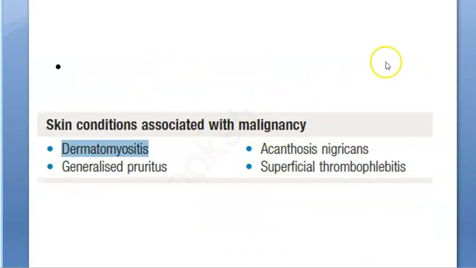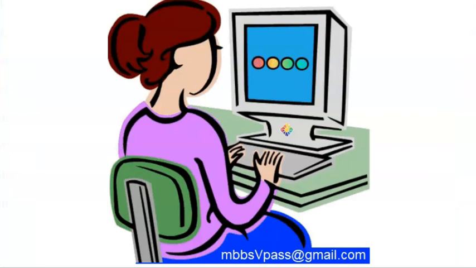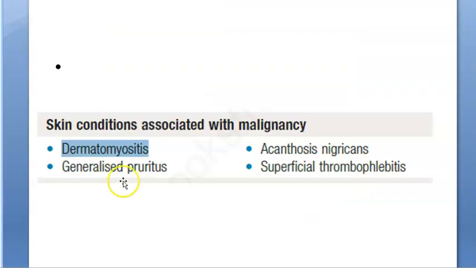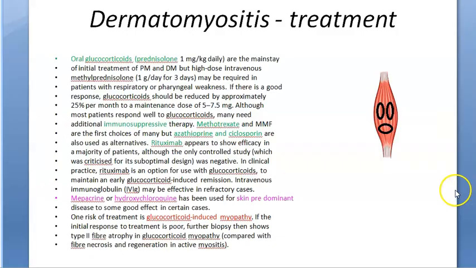And what are the other conditions that you will see in malignancy? This is a different type of DD. This is not a DD actually. In malignancy, what skin conditions can you see? You can say dermatomyositis, that you know. Very good, guys. Focus. Yes, dermatomyositis, we know. Generalized pruritus, acanthosis nigricans, which you also can see in insulin resistance, isn't it? Superficial thrombophlebitis and all you can see. Okay, anyways, let's move on.